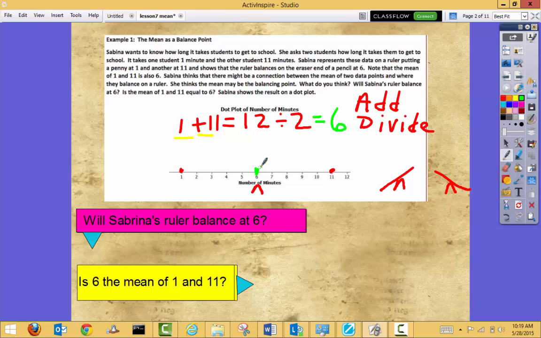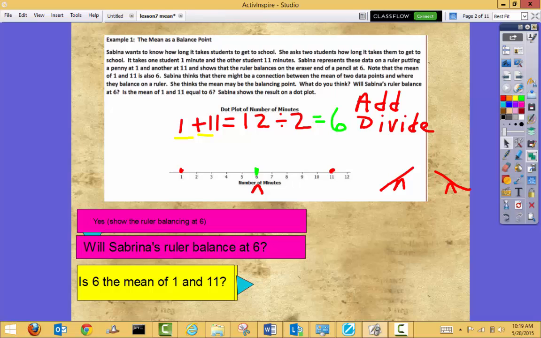Sabina thinks that there might be a connection between the mean of 2 data points and where they balance on a ruler. She thinks that the mean may be a balancing point. What do you think? Will Sabina's ruler balance at 6? Is the mean of 1 and 11 equal to 6? Sabina shows her result on a dot plot. So what do you think? Will Sabina's ruler balance at 6? Yes, it is going to balance at 6.